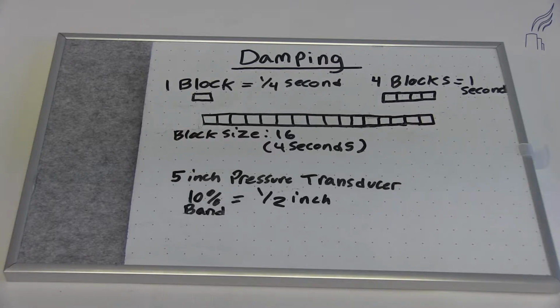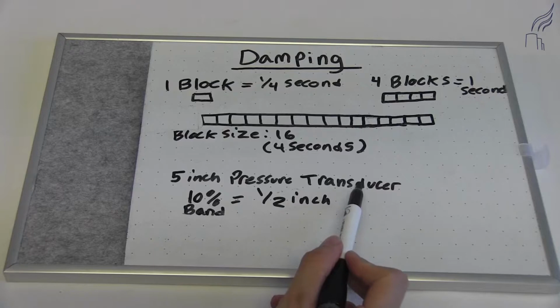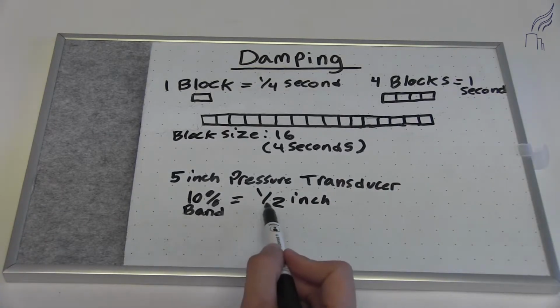Damping band is another element of damping that can be used if a tester chooses. Damping band starts a new averaging block if a value is read that falls outside of the user selected band percent setting. Band percent is the percent of pressure transducer full scale. So if we had a 5-inch pressure transducer, a 10% band setting on our console would equal a 1/2 of an inch.